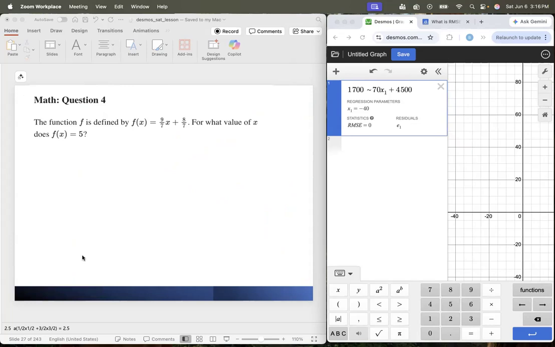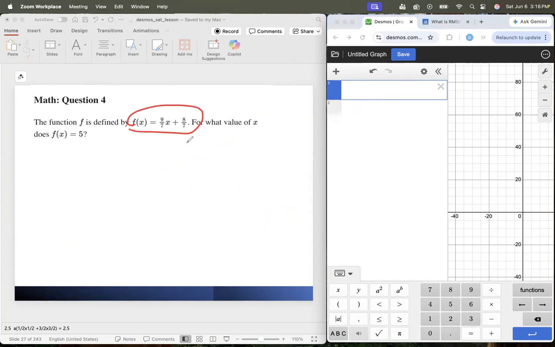The function f is defined by this. For which value of s does f of s equal 5? This sometimes can be very confusing when they ask you this question. Think about it. What are they asking you? They've given you this equation. This looks like a linear equation. And they ask, what is the value of s that will give you that?